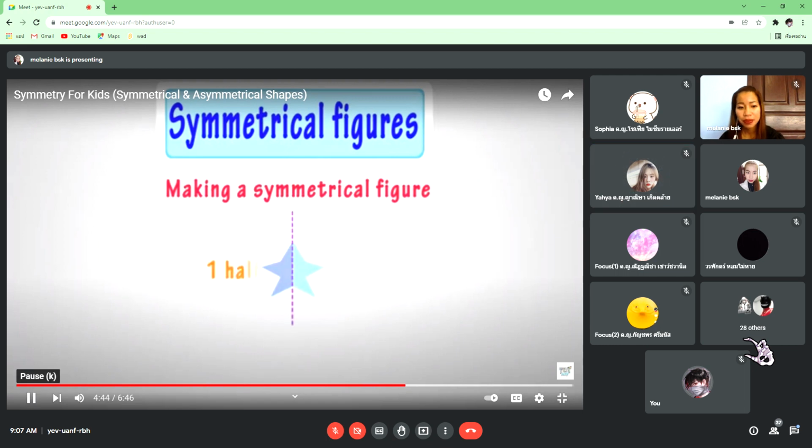A shape with two halves that can cover each other. And this line of fold is our line of symmetry. You can make many symmetrical figures this way.